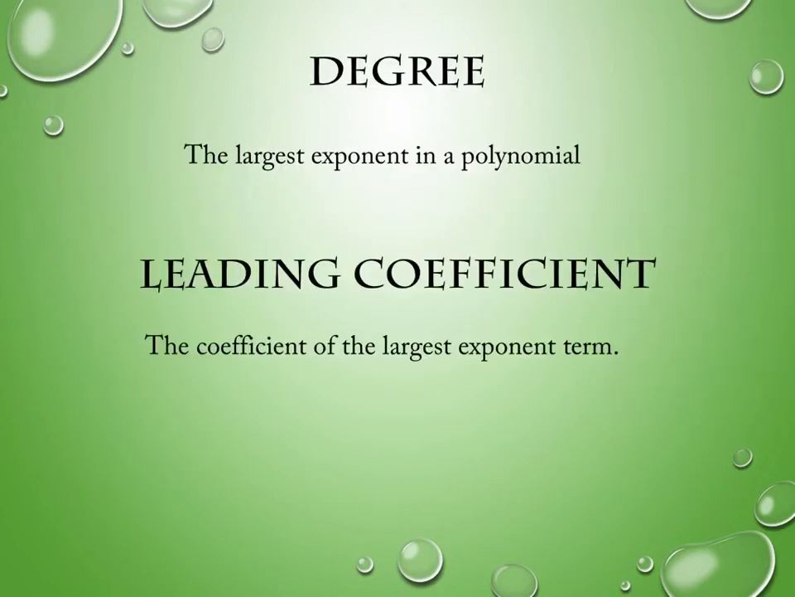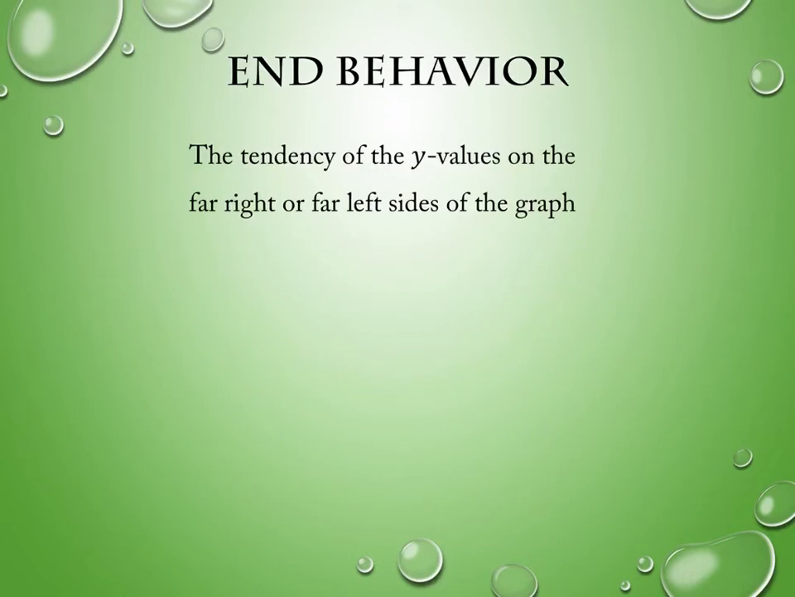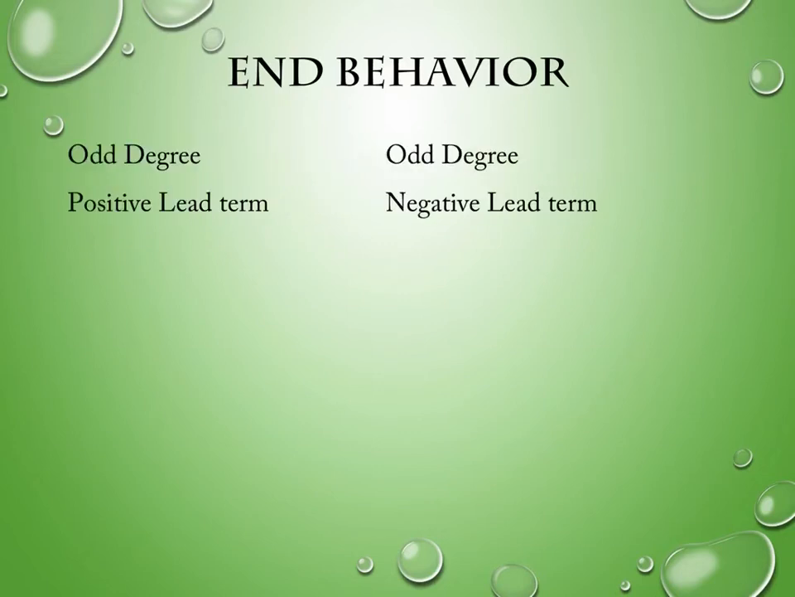Okay, a couple of vocab things going on in the next 2 slides. Degree. Degree is the largest exponent in a polynomial, and the leading coefficient is the coefficient of that polynomial. So the coefficient of the largest exponent term. End behavior is the tendency of the y values on the far right or the far left sides of the graph. So what is going on the far right? What is going on the far left? That is what it's called end behavior.